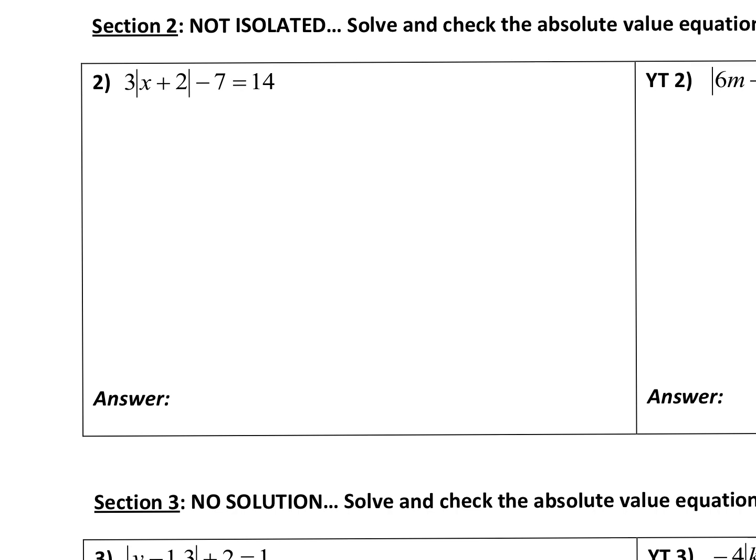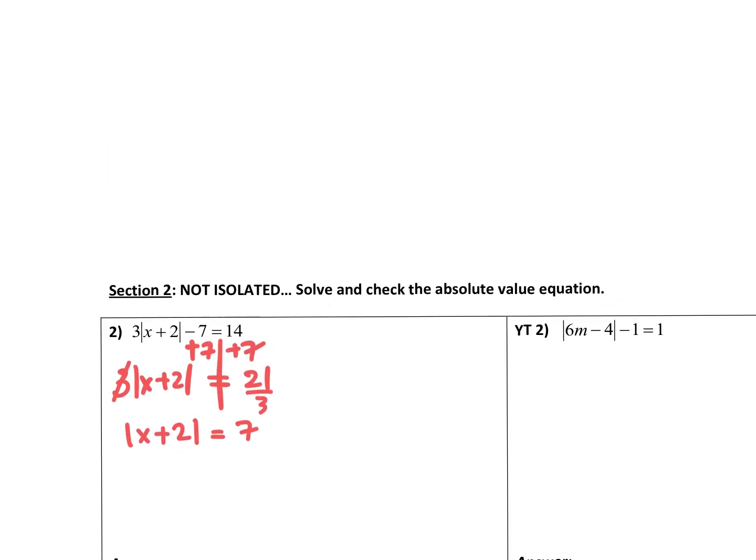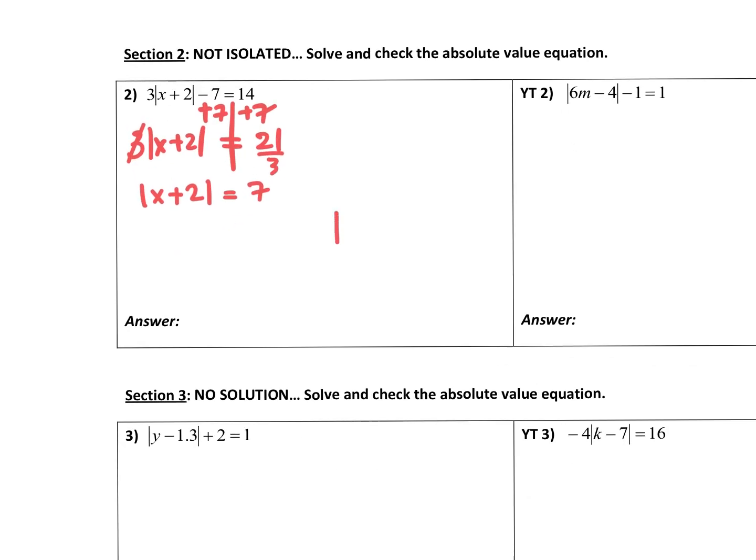So we're going to add 7 on both sides, and then we got what? 3 times the absolute value of x plus 2 equals 21. And then we divide by 3 on both sides. So we have the absolute value of x plus 2 equals 7. Now, this very much looks like the one we just did, right? Now, there's going to be 2 equations.